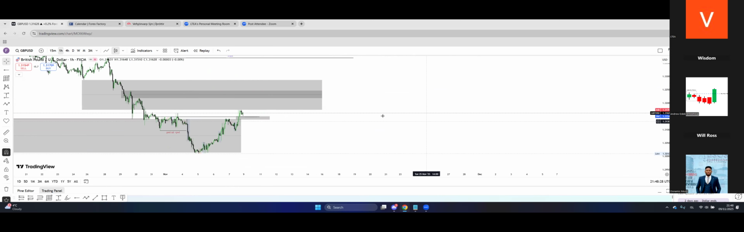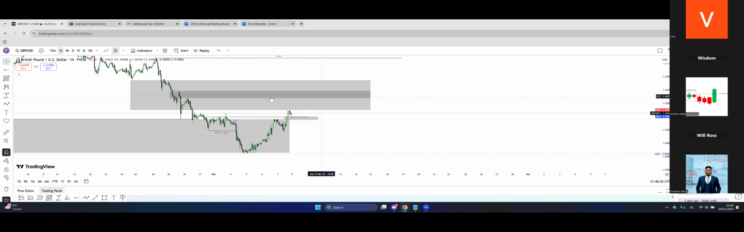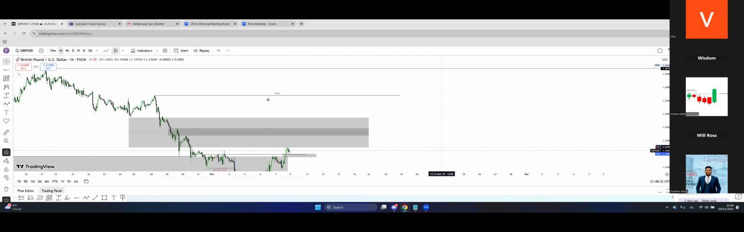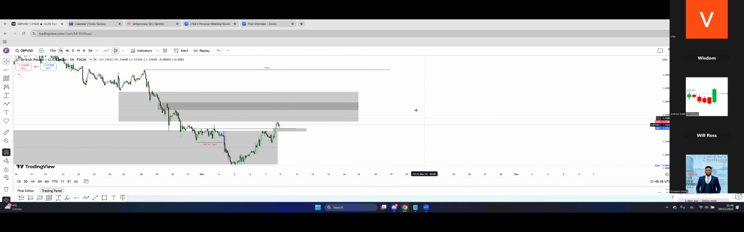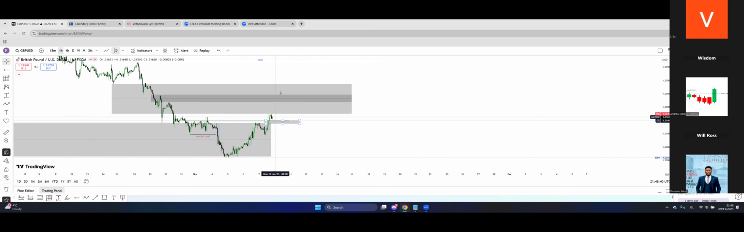So that is what you should be expecting. We have inefficiency right here that price needs to rebalance, and we have liquidity all the way here. So if price trades into this inefficiency, I keep repeating myself. Maybe you don't have the opportunity to trade price into this inefficiency, but you might have the opportunity to trade this market from this inefficiency to the upside or from this inefficiency to the downside.